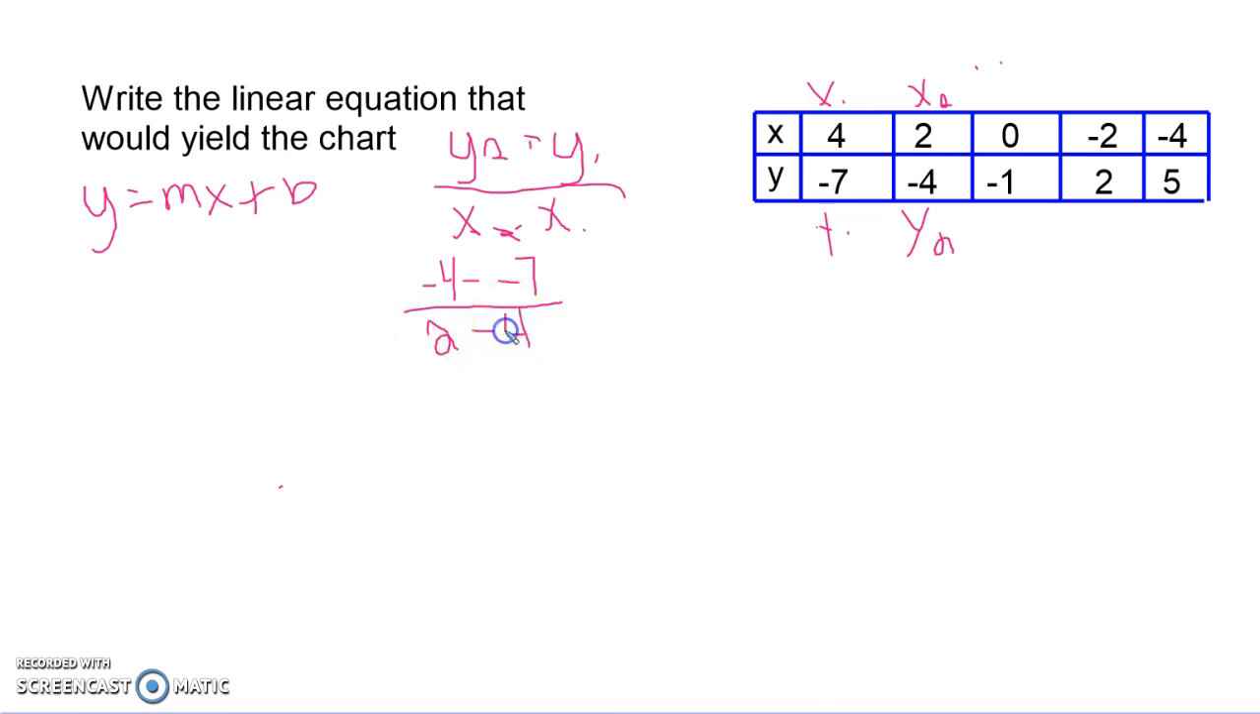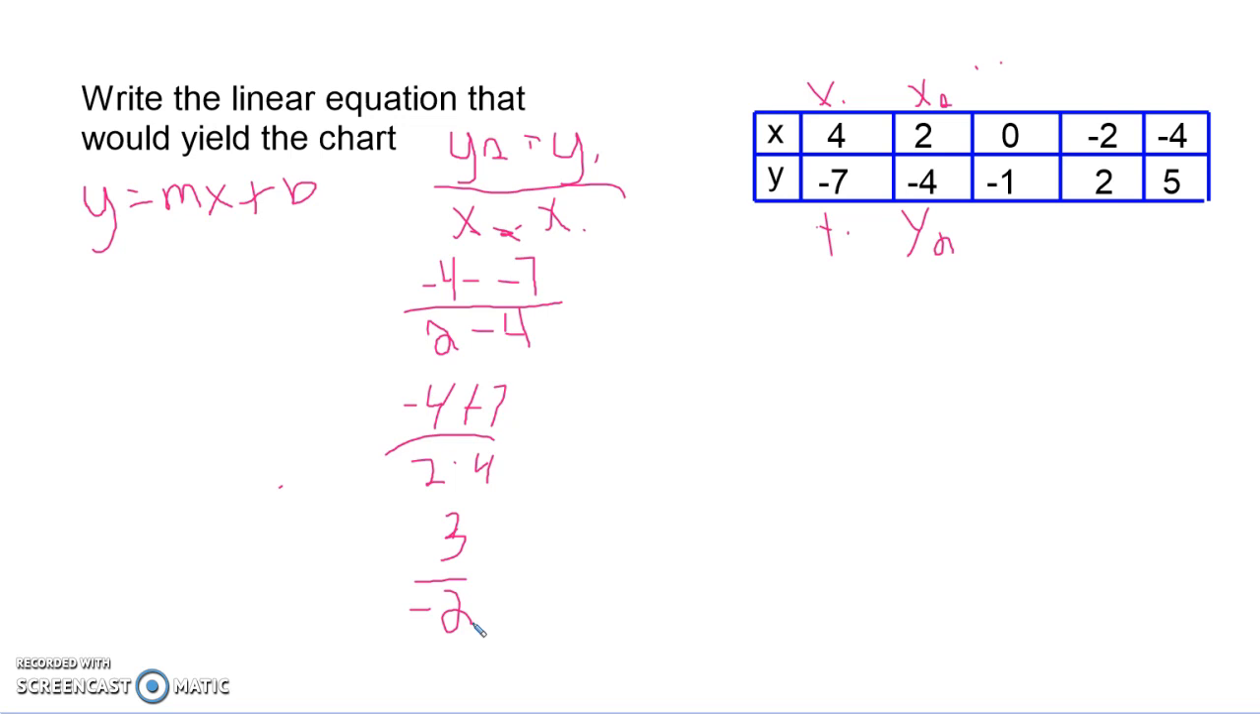I'm going to rewrite this because we have minus a negative, which is the same as adding. So I'll rewrite this as -4 plus 7 divided by 2 minus 4, and from here I'm going to solve. We have -4 plus 7, which is 3, and 2 minus 4, which gets us -2. So given these 2 points, our slope is 3 over -2, or -3/2. Be reminded that when it comes to slope, we keep it as an improper fraction.